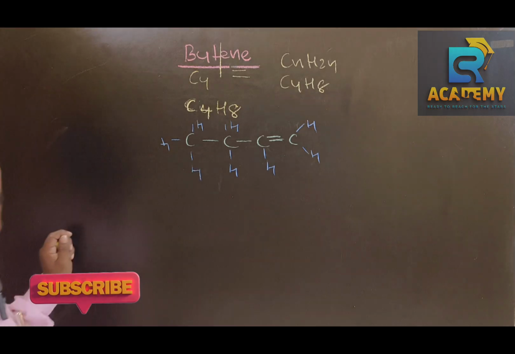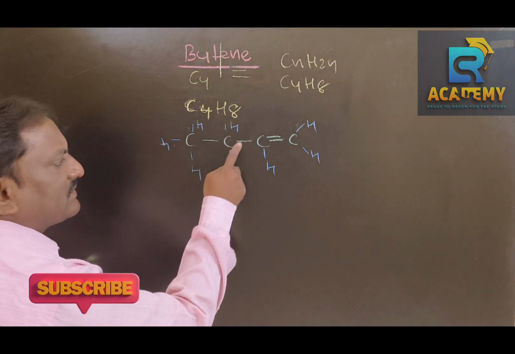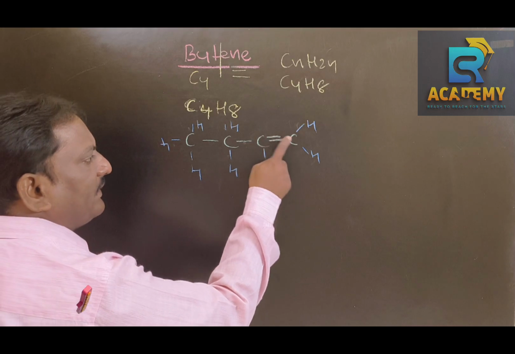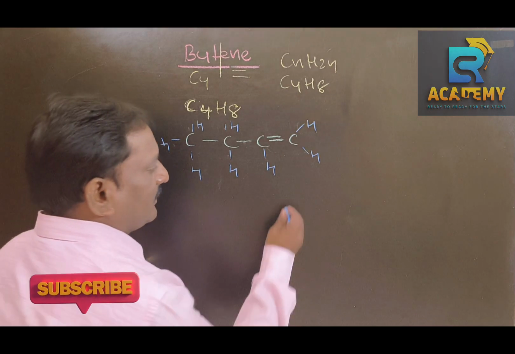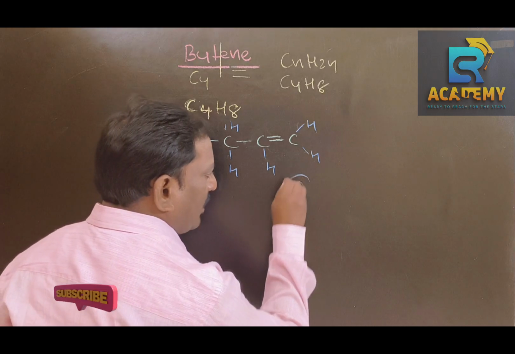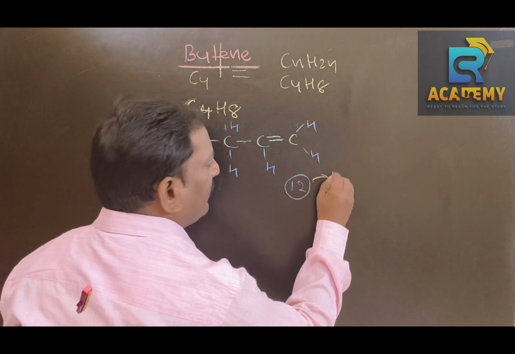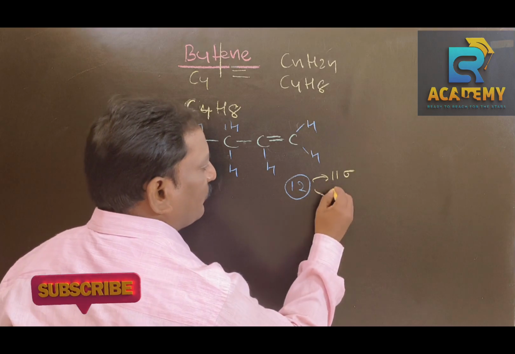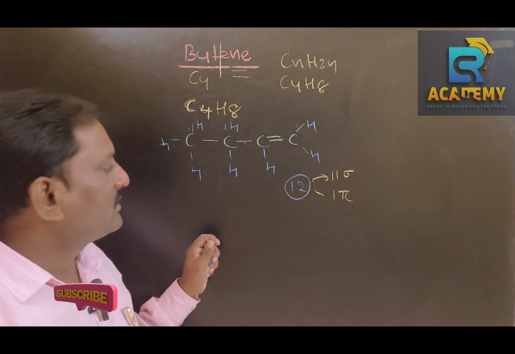Alright. How many covalent bonds? 1, 2, 3, 4, 5, 6, 7, 8, 9, 10, 11, 12. 12 covalent bonds are there. Among the 12 covalent bonds, 11 are sigma bonds and 1 is a pi bond.